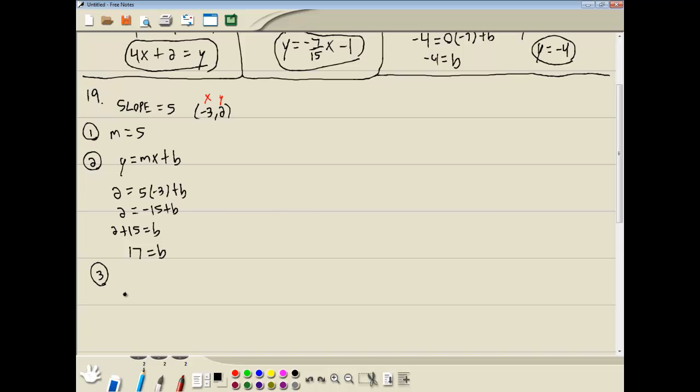Now step 3 is to write your answer down. Well, we plug in the m we found in step 1, which was 5. We'll plug in the b we found in step 2, which is 17. And our answer is y is equal to 5x plus 17.